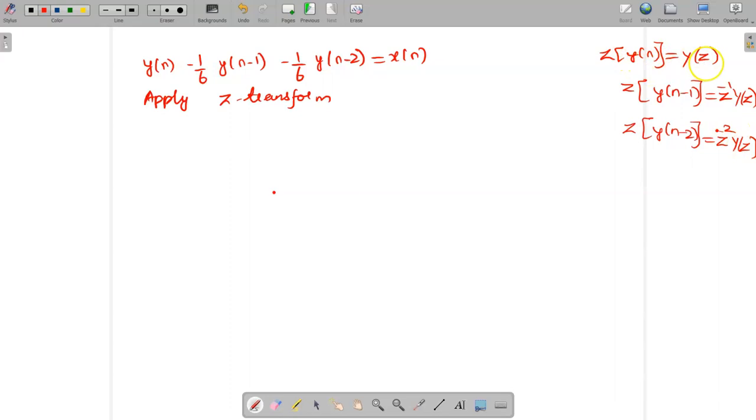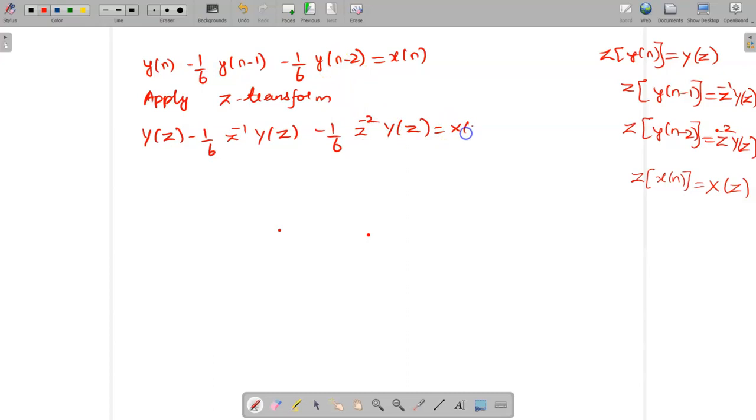If it is just y of n, you can replace it by Y of z. Similarly, Z transform of x of n is capital X of z. So small x will become capital X, small y will become capital Y, and n will become z in the Z transform. Using all these things, let us apply the Z transform to the given equation. So y of n will become Y of z minus 1 by 6. Coefficient and constant terms remain as they are. Y of n minus 1 means z power minus 1 Y of z, minus 1 by 6, and for this the Z transform is z power minus 2 Y of z, which is equal to X of z.